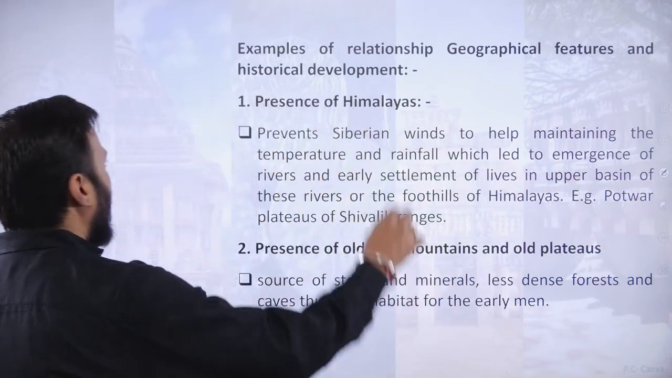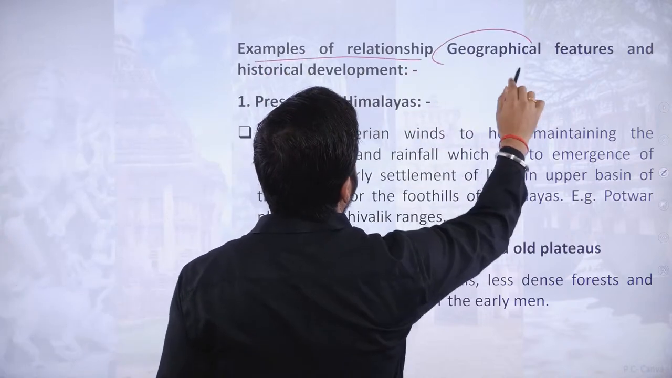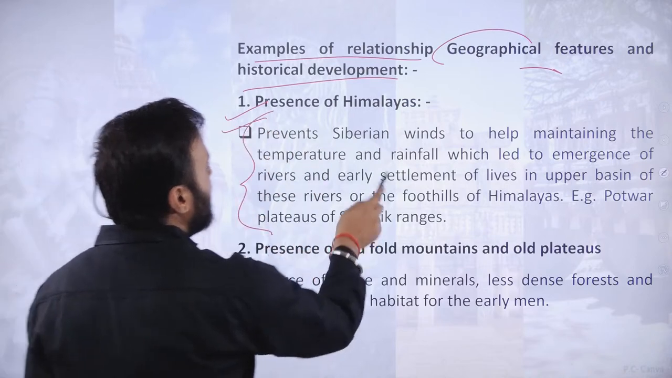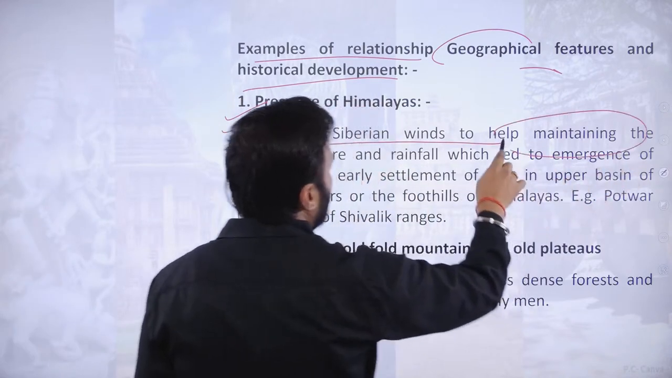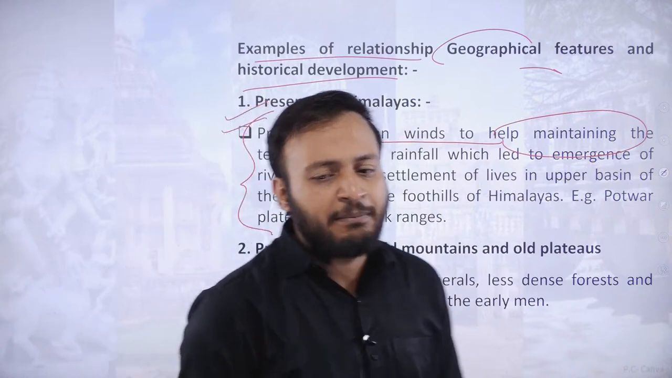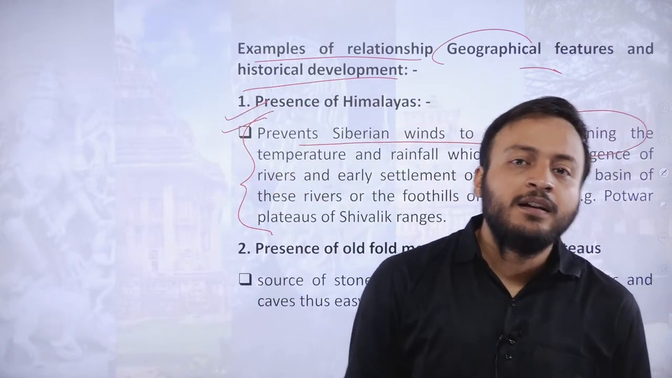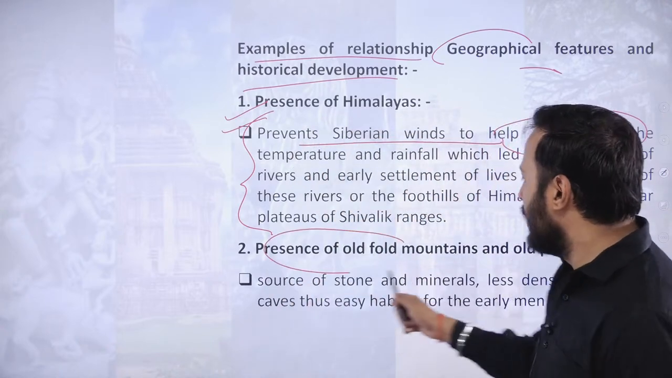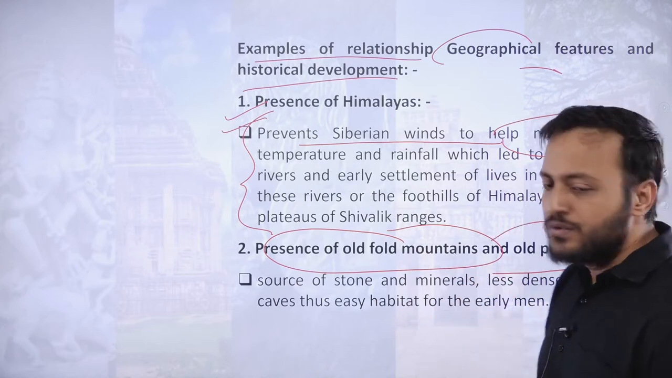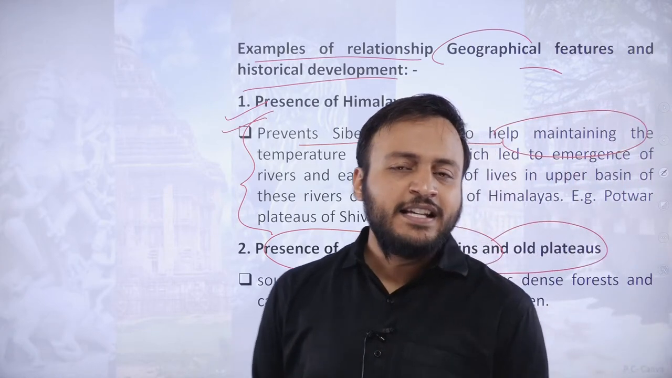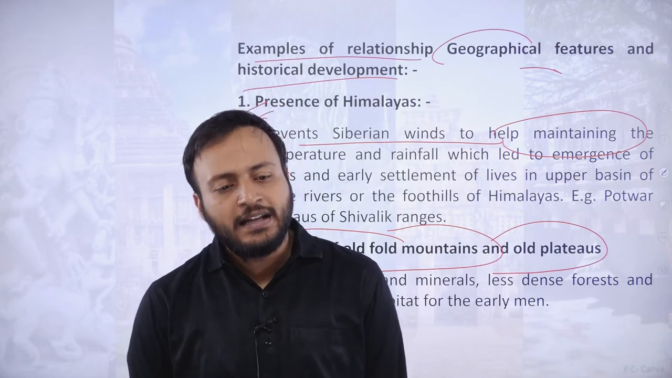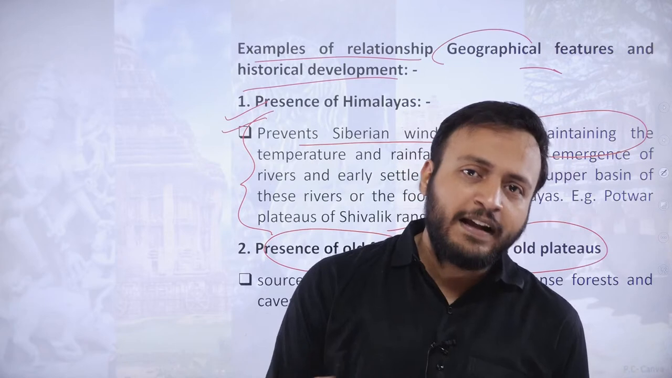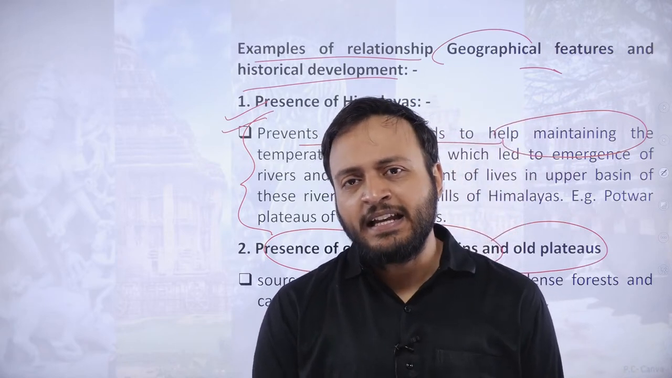So we can have the examples of the relationship between the geographical features and the historical developments, like the presence of Himalayas. It has completely determined the climate of the Indian subcontinent. At the same time, this climate has been a big factor in deciding the historical developments in India. Similarly, the presence of the old fold mountains and the old plateaus in central India, in the Deccan region, have completely affected the historical development in that area.